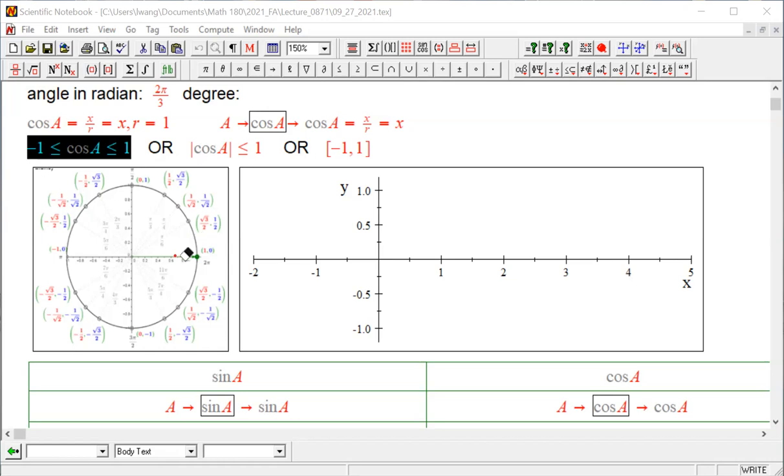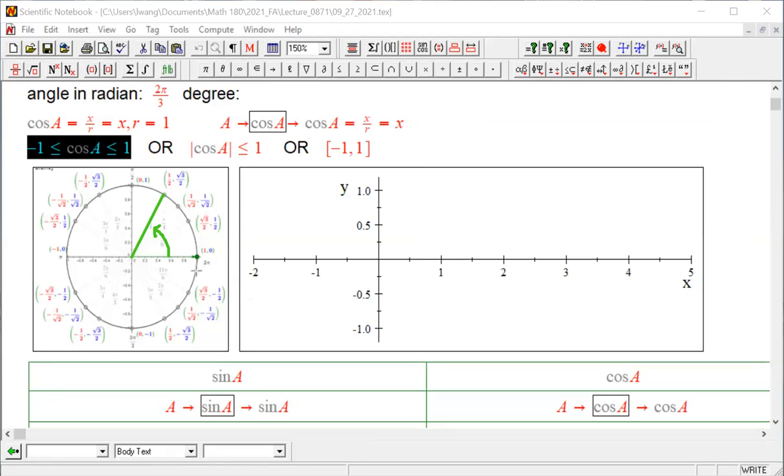What's the degree for pi/3? 60. 60 degree, excellent. Okay, 60 degree.